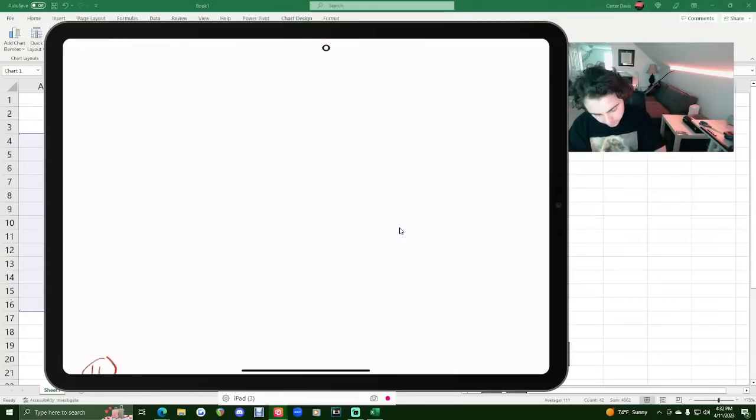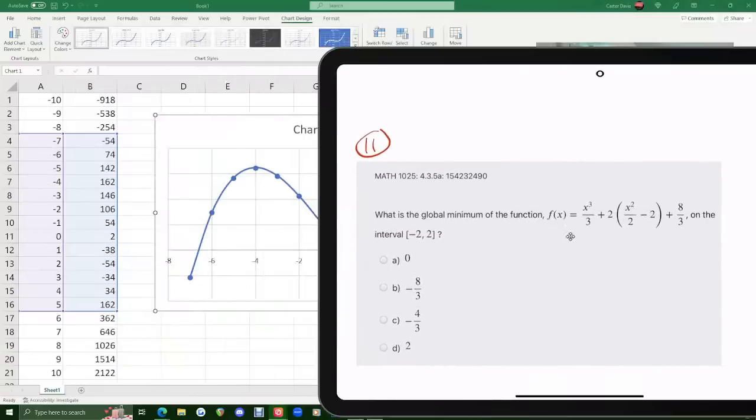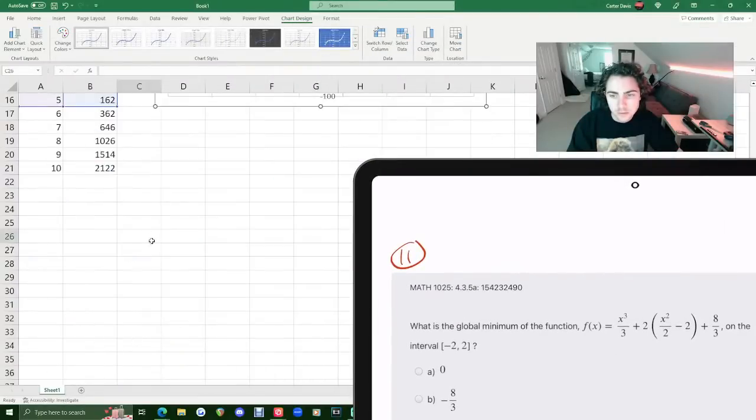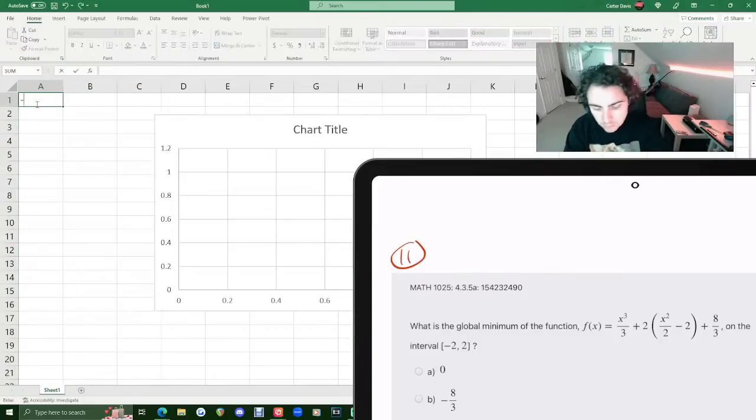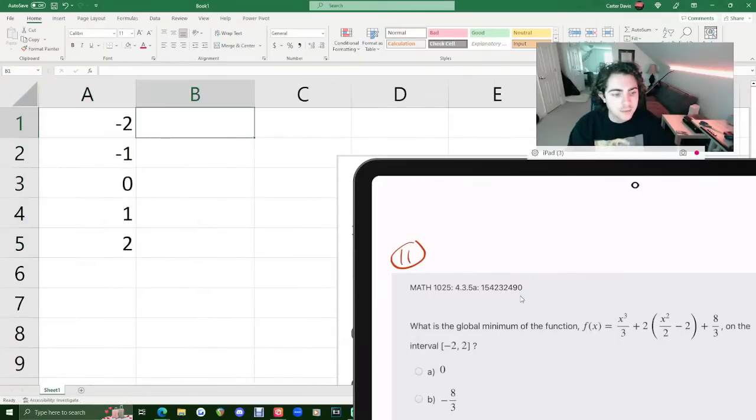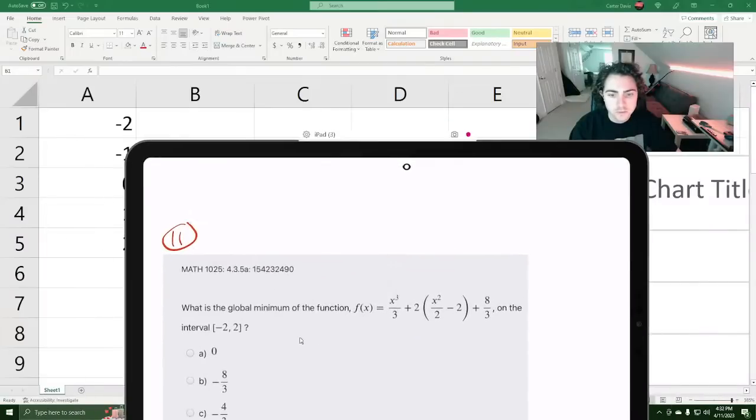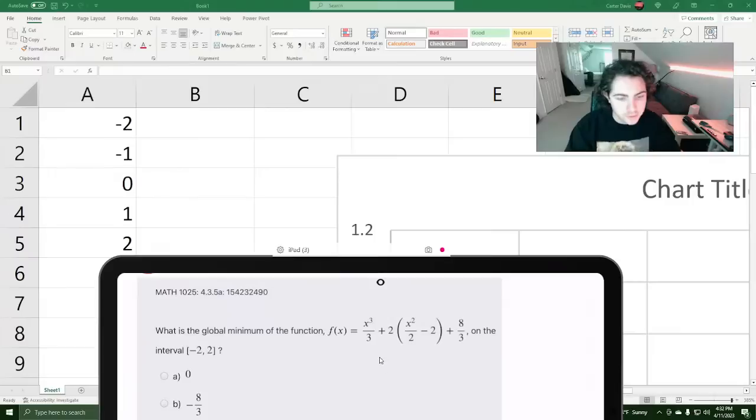Number 11. Another beautiful one we will use Excel for. They ask, what is the global minimum on this window from -2 to 2? So we just input x values from -2 to 2, just like that, very lightly. And then we're going to input this function they give us. I'm trying to navigate all this stuff, sorry. So just input this function. Wherever you see x, you're going to type A1 or click on A1.